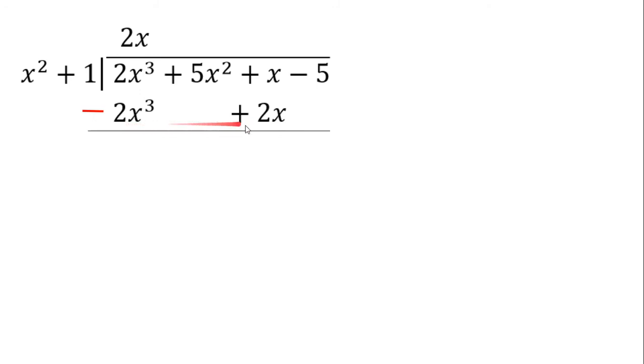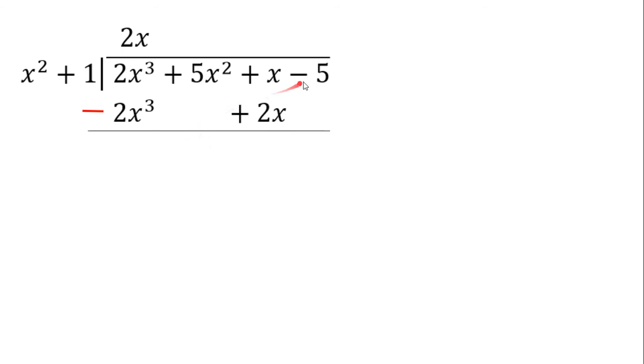Now, I like to make sure that I'm lining up like terms, right? So 2x times x squared is 2x to the third. That goes underneath the cubic term. 2x times 1 is just 2x. So I'm just going to line that up underneath the linear term. And then I'm going to subtract. So keep in mind, I'm subtracting. So 2x to the third minus 2x to the third is nothing. And then I'm going to have an x minus 2x, which is going to get me a negative x here.